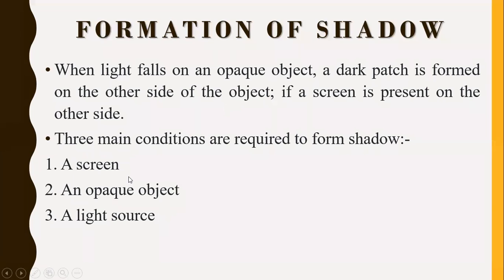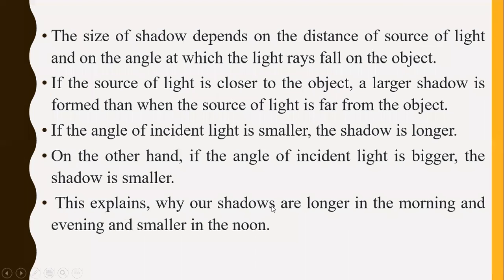For example, if you are sitting somewhere and a light is falling on you, you can see a shadow at your back or at your side. So wherever you can see that black patch, that is the screen where the shadow is formed. And if there is no opaque object, the shadow cannot be formed. There are also different conditions, like the shadow depends on the distance of the source of light and the angle at which the light rays fall on the object.